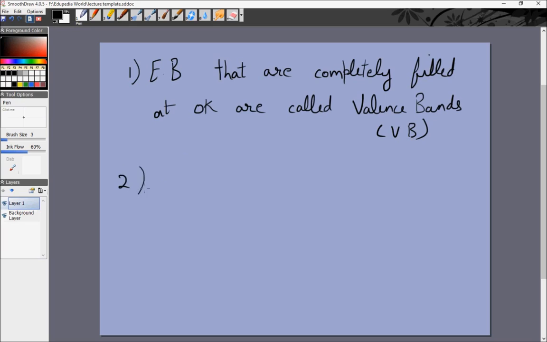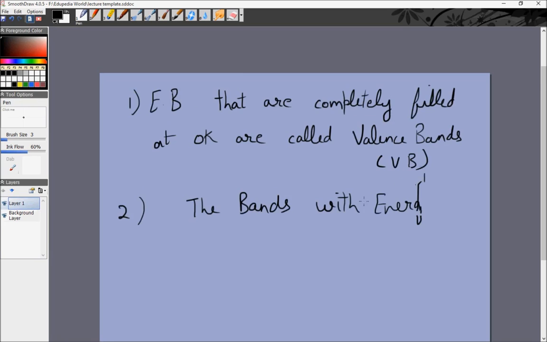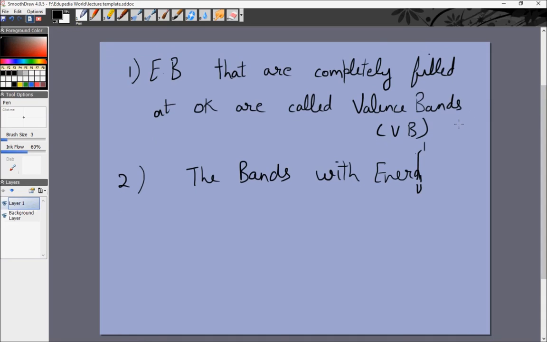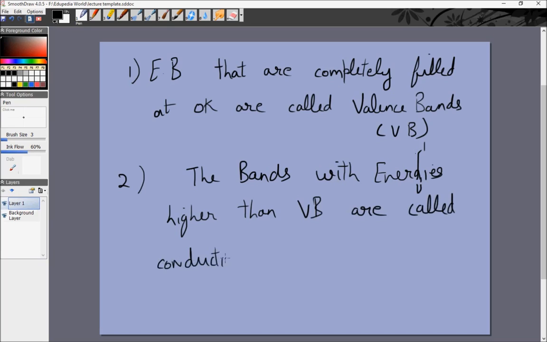Then you have the other type of bands, the bands with energies higher than the valence band are called conduction bands. And we'll refer to them as CB.